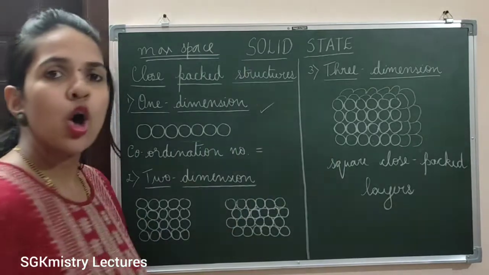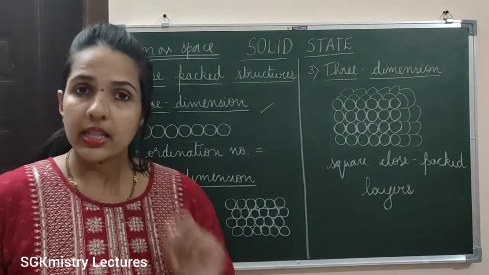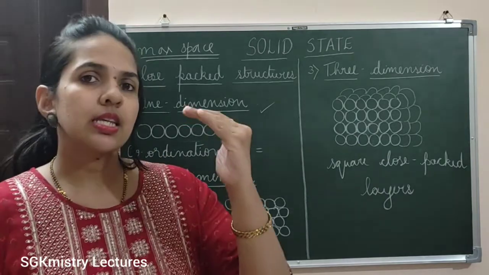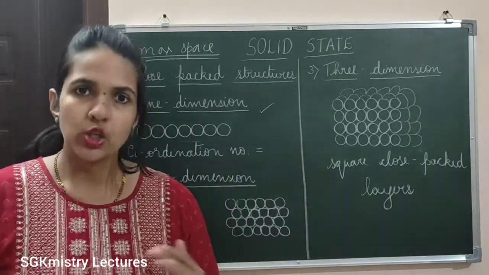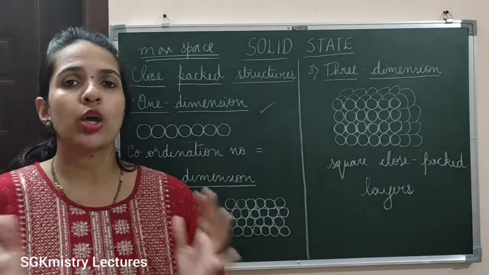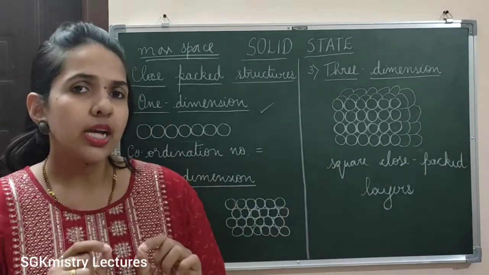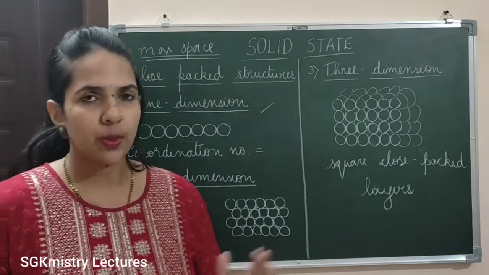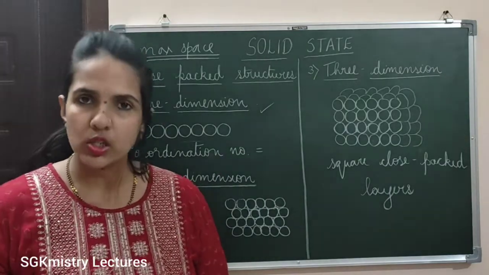The particles occupy maximum space, and then the vacant space between the particles is as minimum as possible, so that the overall space is occupied by the particles and the vacant space is minimum. So this is called close packed structures of the particles to form the overall solid.